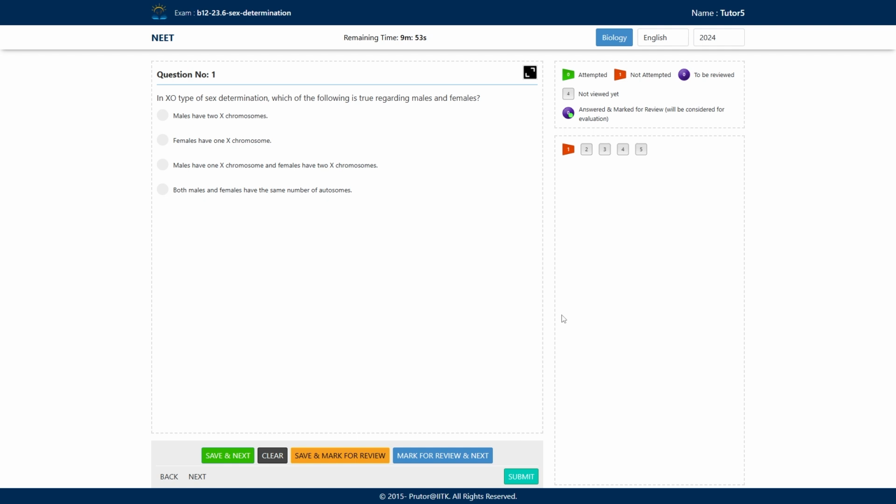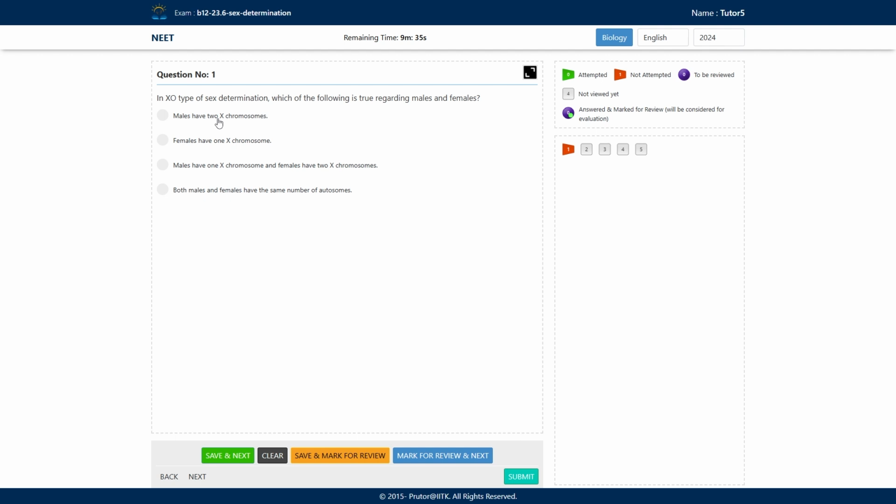So let's discuss this first question. What is the first question here? In X0 type of sex determination, which is found in grasshoppers, which of the following is true regarding males and females? Okay, which is the correct statement here?